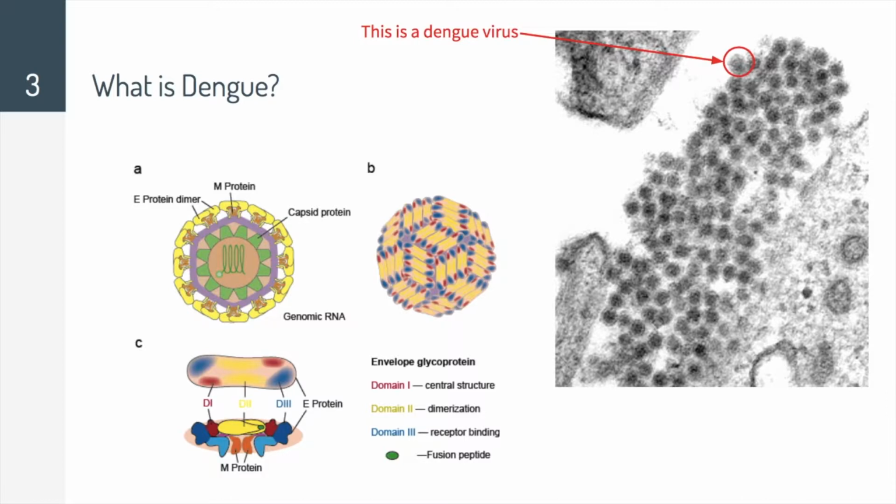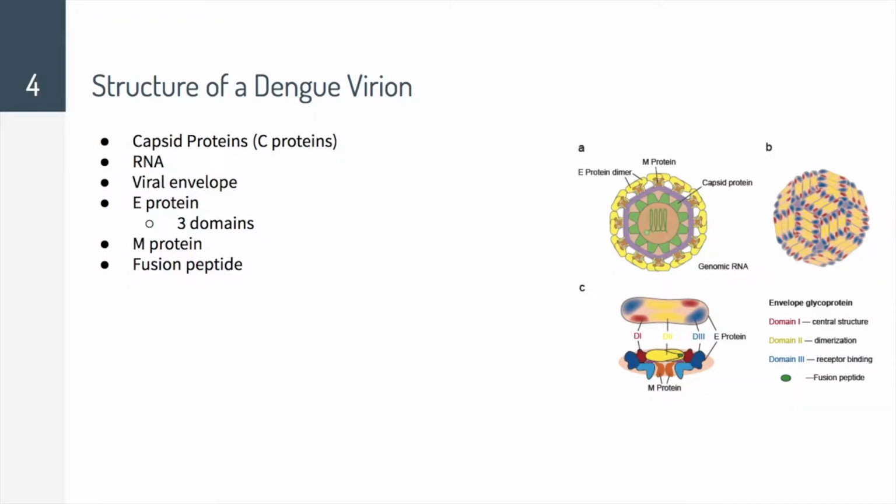So dengue is spherical in shape and around 40 to 60 nanometers in size. But what are some more specific elements of its structure? So when we look at the dengue virus, we notice that inside of the virus is a nucleocapsid, which is made of the viral genome and the C proteins, or capsid proteins, which can be seen in the diagram right there. Deep to the capsid proteins, the positive sense single-stranded RNA can be found.